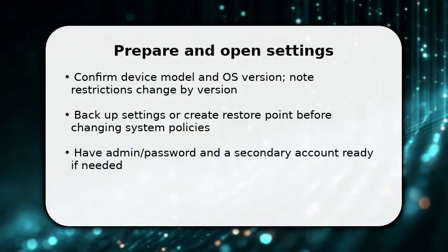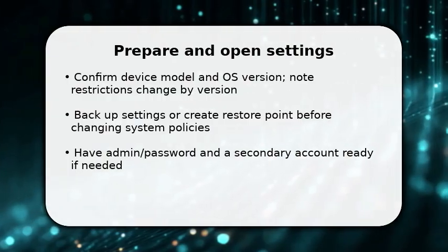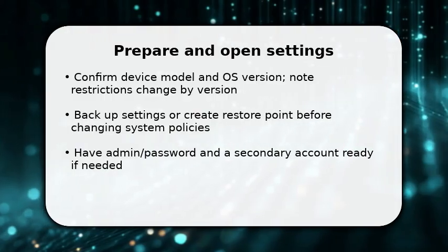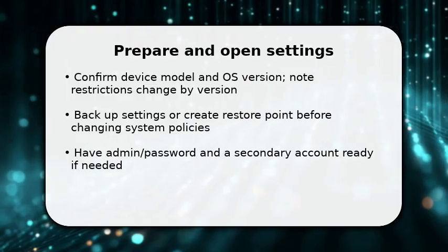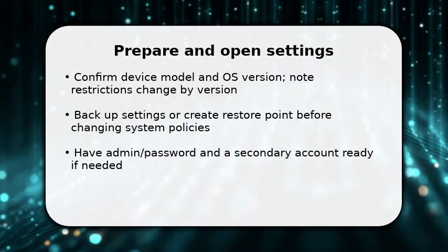You start by confirming your device model and OS version so you know which controls are available. Once done, back up current settings or create a restore point in case you need to undo changes. Next, make sure you have administrator access and a secondary account ready. You'll use these to test the block.